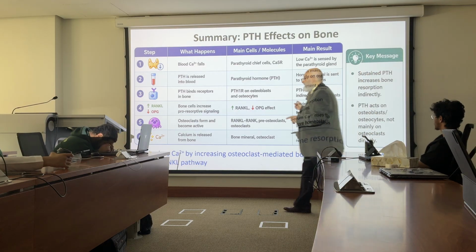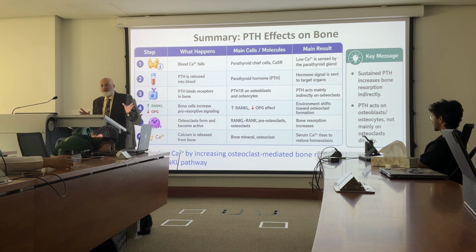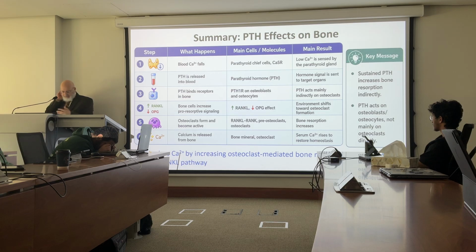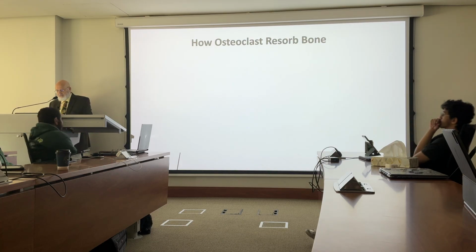This is again the review slide. You might start with this to put things together: changes in calcium first affect PTH release from the gland, and then PTH binds to the bone, and so on. He already did the review, so I don't need to do that.